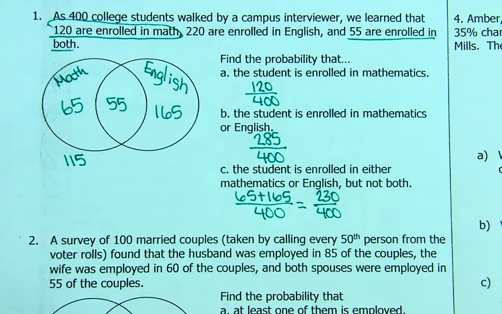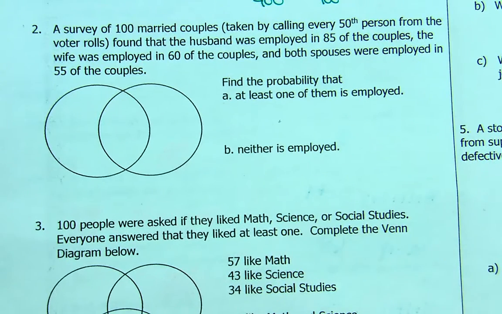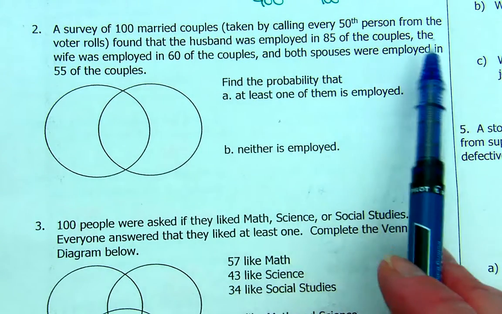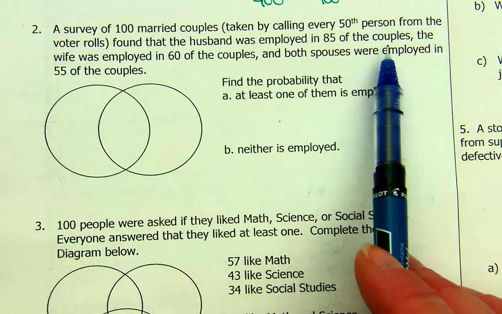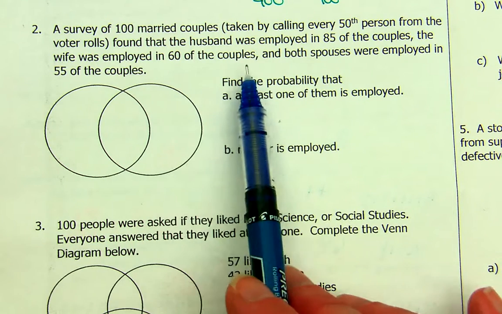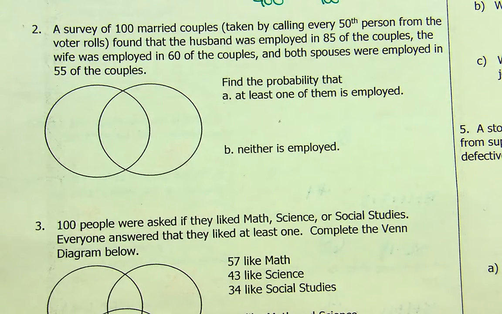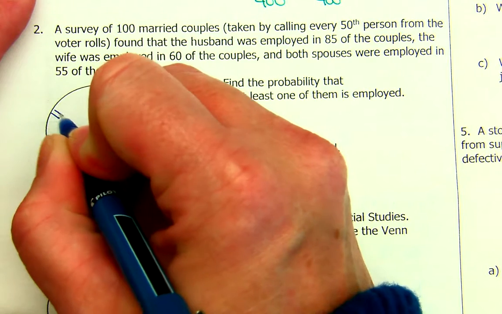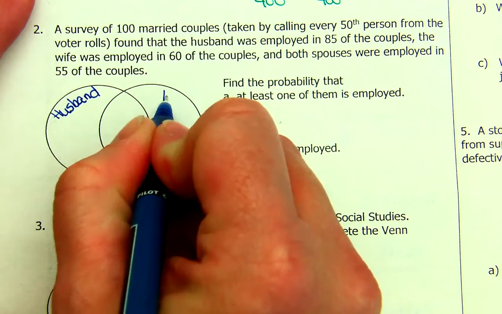Okay, we're good with that one, the first example? Okay, number 2 says, a survey of 100 married couples taken by calling every 50th person in the voter rolls found that the husband is employed in 85 of the couples, the wife is employed in 60 of the couples, and the spouses were both employed in 55 of the couples. So, I want to know how many is the husband employed, and then the wife is employed.